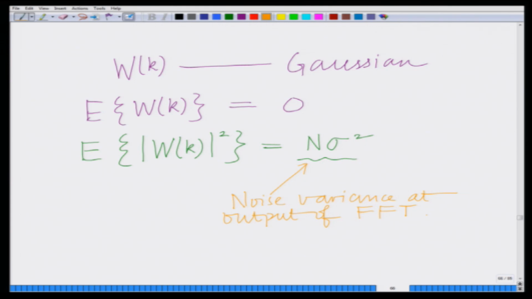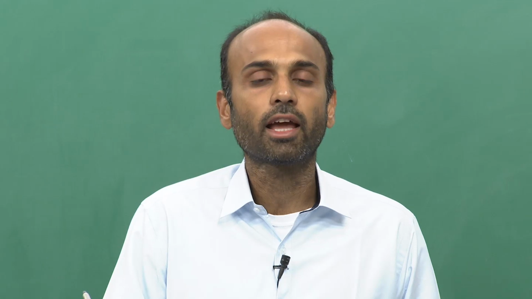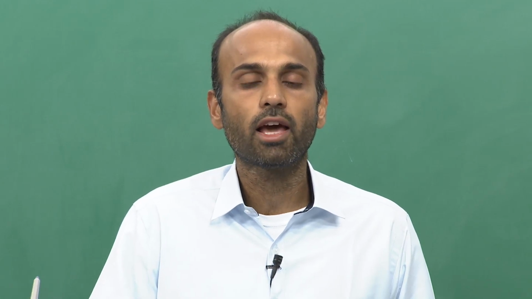So, we have characterized the properties of the noise at the output of the FFT. Now, let us characterize the property of the channel coefficient capital H of k. Remember, capital H of k is given by the FFT of the zero-padded channel coefficients h0, h1, up to h capital L minus 1, followed by N minus L zeros.